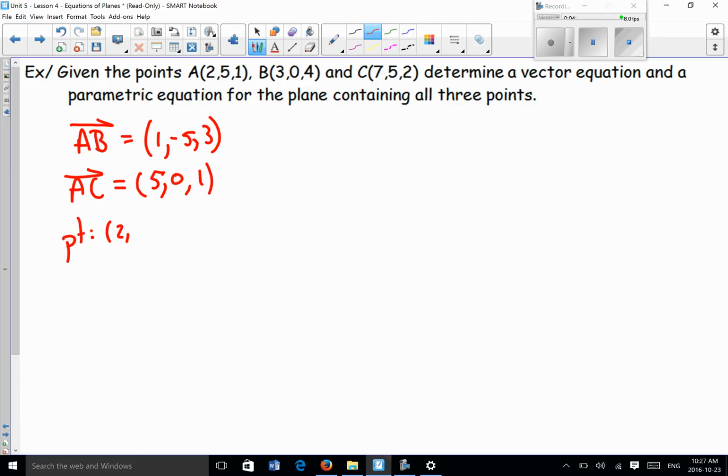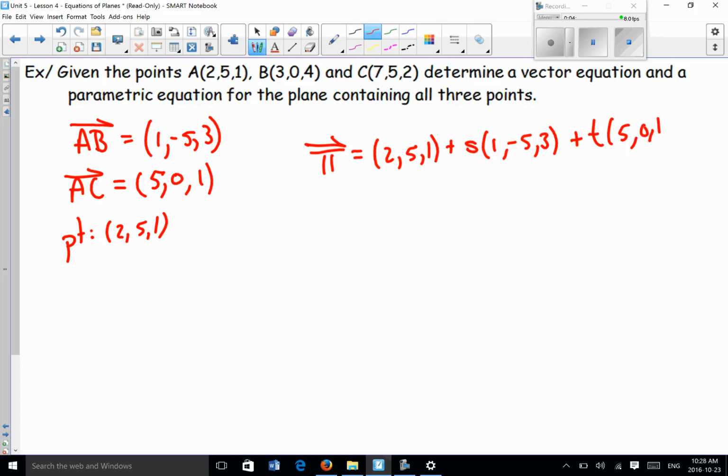I'm going to use A just because I've used A already for a few things. And my vector equation for this plane would be my point (2, 5, 1) plus my directions (1, -5, 3) and (5, 0, 1). And again, I could have used A, B, or C here. I could have used A, B, B, C, A, C there, and another one there, as long as they're not the same ones. So lots of choices of how you make this equation.